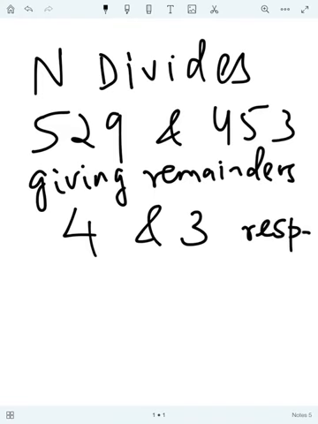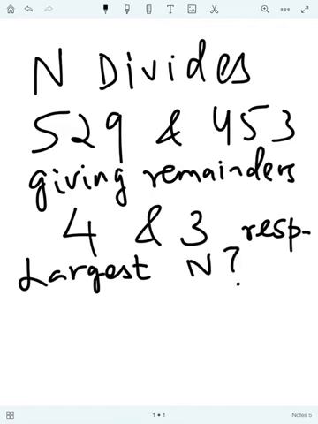Means when n divides 529, the remainder is 4. When n divides 453, the remainder is 3. So what is the largest value of n possible? Here I don't have to take the HCF of 529 and 453.